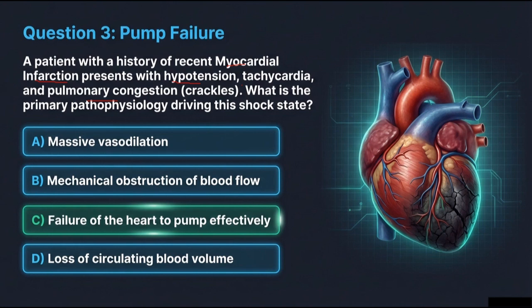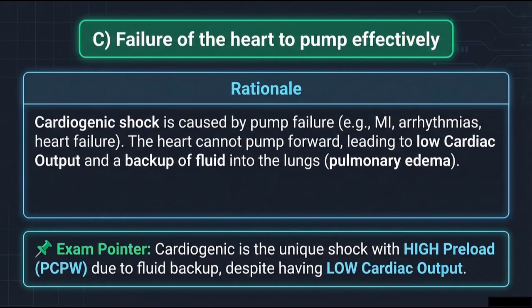Option A, massive vasodilation. Option B, mechanical obstruction of blood flow. Option C, failure of the heart to pump effectively. And option D, loss of circulating blood volume. We know the patient is having a myocardial infarction, so the myocardium got damaged, right? And the damaged myocardium is unable to pump the blood effectively into the circulation, and because of that the patient will have hypotension. So the correct answer is failure of the heart to pump effectively after the myocardial infarction.